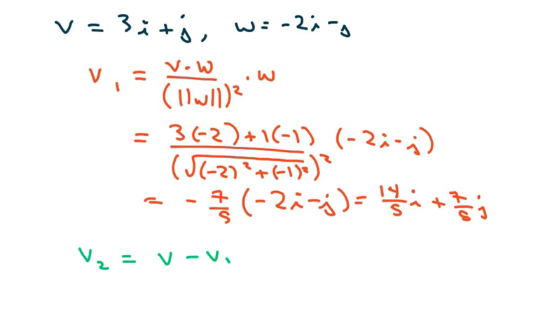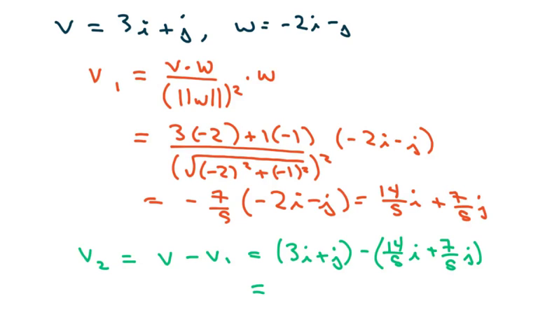Then we get our second vector by subtracting our new vector from the original vector. So that's going to give us 3I plus J minus 14/5 I plus 7/5 J, which equals 1/5 I minus 2/5 J.